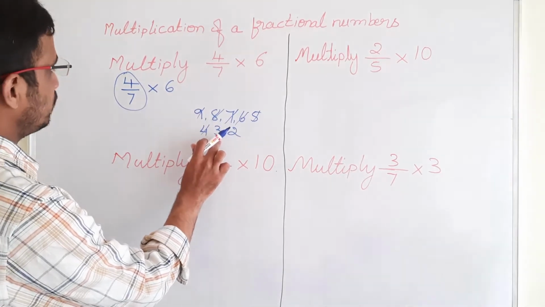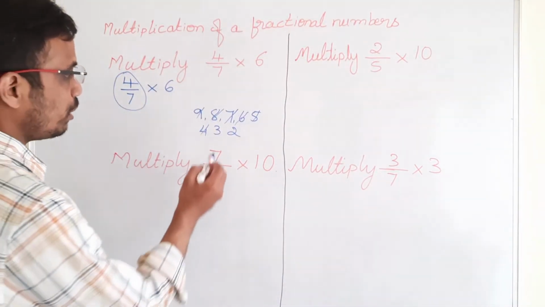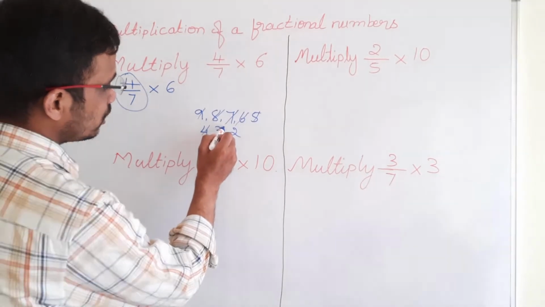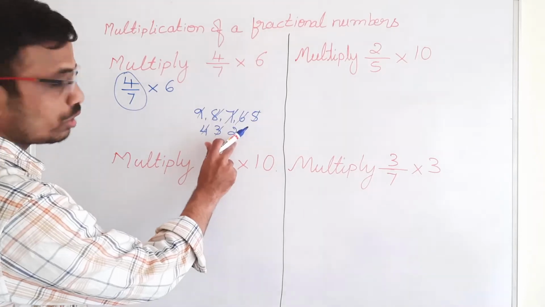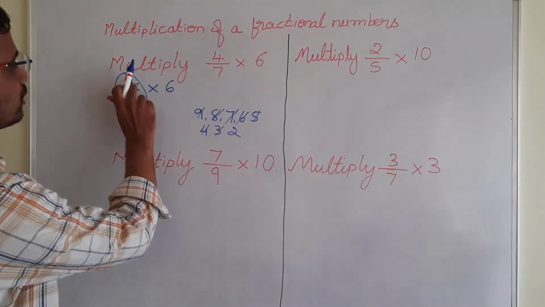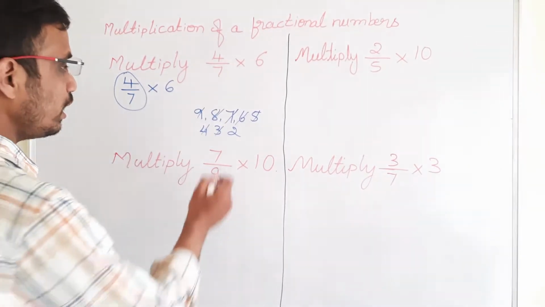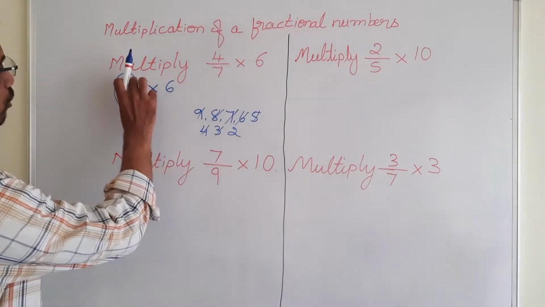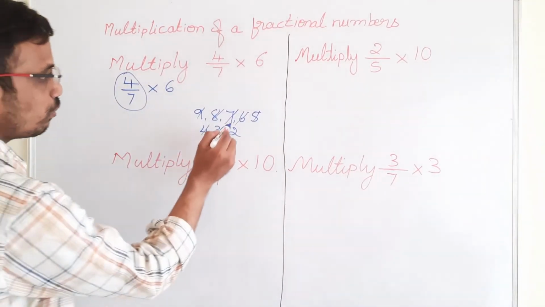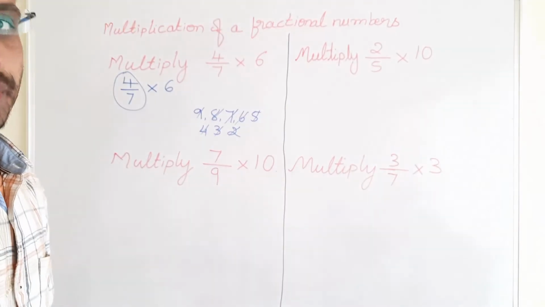Then next number is 3. 3 also does not divide the numerator and denominator. Because of that, it is also not a common factor. Then we come to the number 2. 2 divides this 4 exactly, but it does not divide 7 exactly. Because of that, 2 is again not a common factor of 4 and 7. Therefore, we will say that this 4 by 7 is in the simplest form.